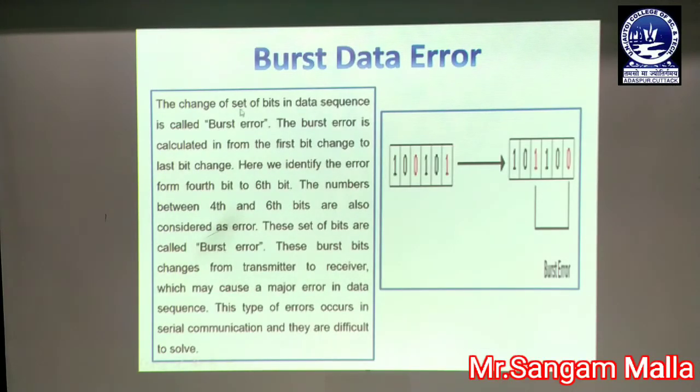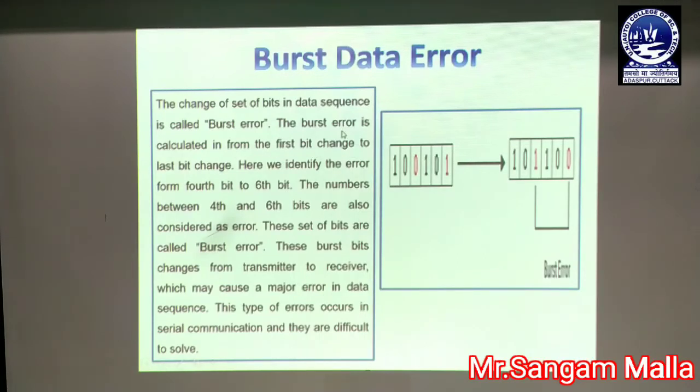The change of a set of bits in the data sequence is called the burst error. That means whenever we are dealing with changes in a set of bits in the data sequence, we call it a burst error. Multiple bit data error is mostly the same as burst data error, but in case of burst data error a lot of bits have been changed from the sender side to the receiver side, so we call it a burst error.